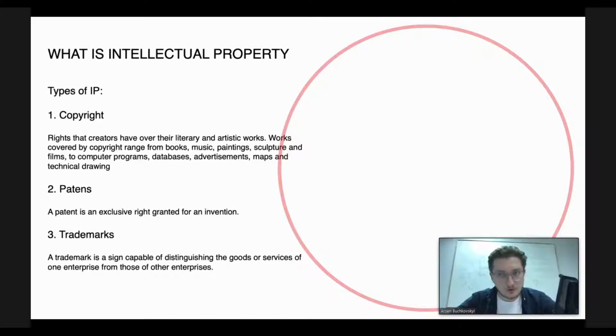First of all, it is copyright. Copyright is the most common part of intellectual property. Maybe each of you saw this symbol of copyright, which indicates that some creation is copyrighted. That means that it is protected by copyright as intellectual property. Copyright is the widest part of intellectual property, which consists of actually everything.